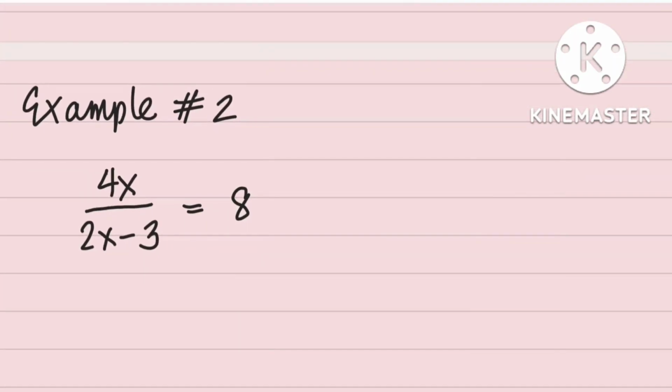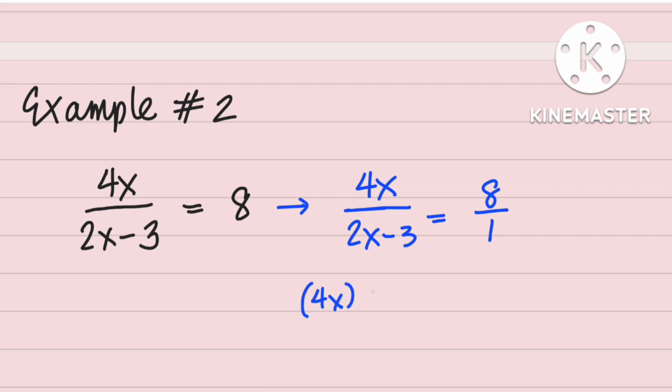What about example number 2? So again, the issue is that our right hand side does not have a denominator. So to fix that, we are going to affix or write 1 over 1, since dividing a number by 1 does not change the value of the number. Again, applying the rule of proportion, the product of 4x and 1 should be equal to the product of 8 and the quantity 2x minus 3.